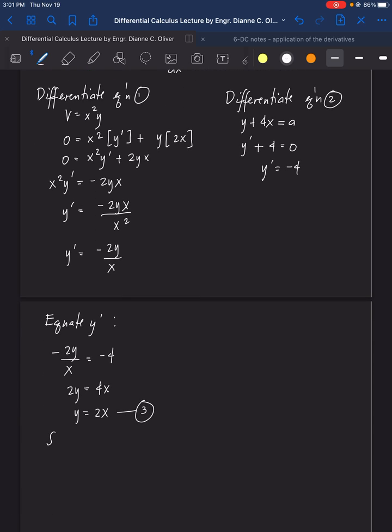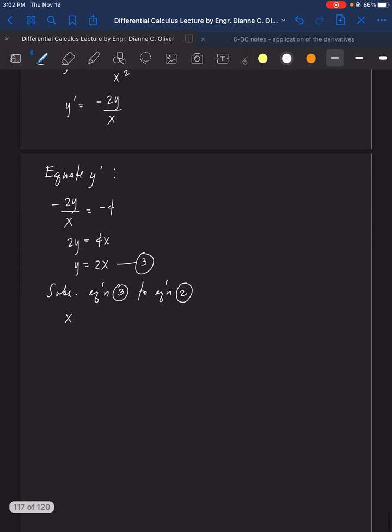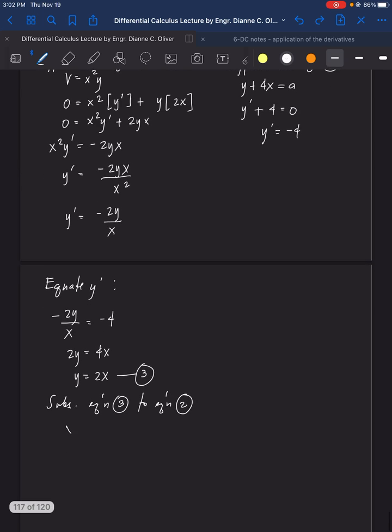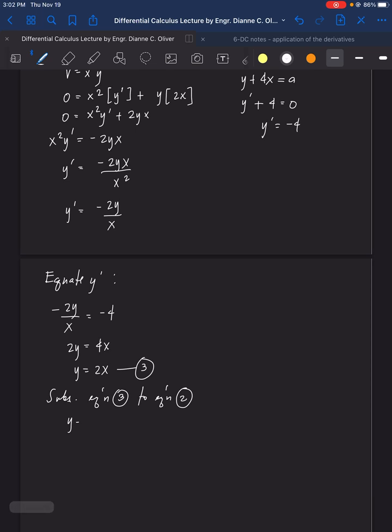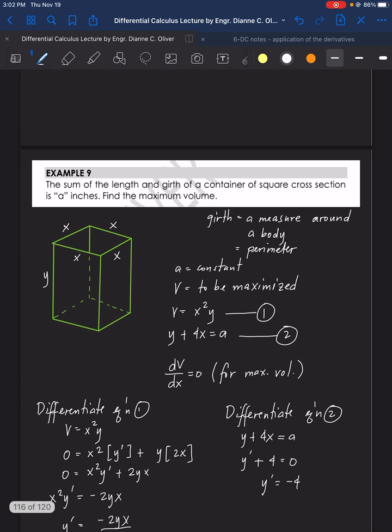So substitute equation 3 to equation 2, which is y plus 4x is equal to a. This is 2x plus 4x is equal to a. 6x is equal to a. Therefore, x is equal to a over 6 inch, because there's a unit here for a, which is in inches.